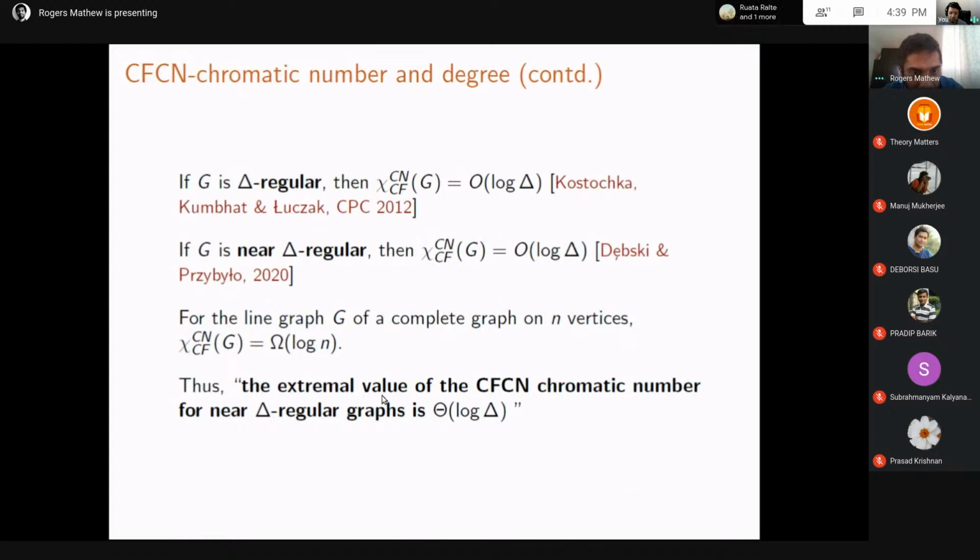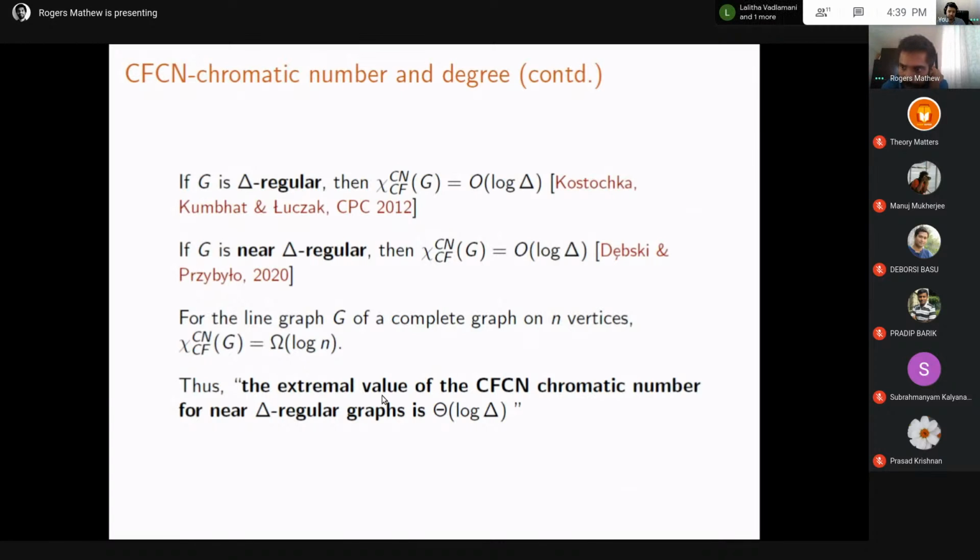No. So I guess my question was, let's say I want a sequence of graphs on n vertices where my degree grows as, say, log n. So can you construct graphs of degree log n on n vertices for which the conflict-free chromatic number is? That is not known.